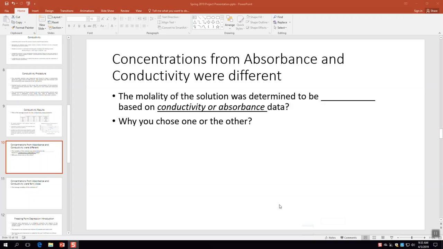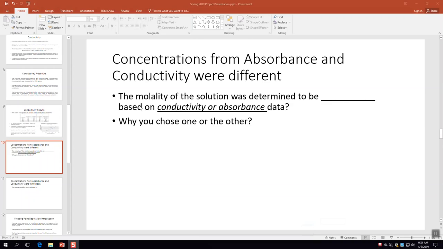So, if the two concentrations are different, you'll need to include a slide like this one, where it says the molality of the solution was determined to be whatever you determined it to be, based on either the conductivity or the absorbance data. But the question you need to ask yourself is, why would you choose the conductivity data or the absorbance data over the other one? And that's not a question I'm going to answer for you right now.